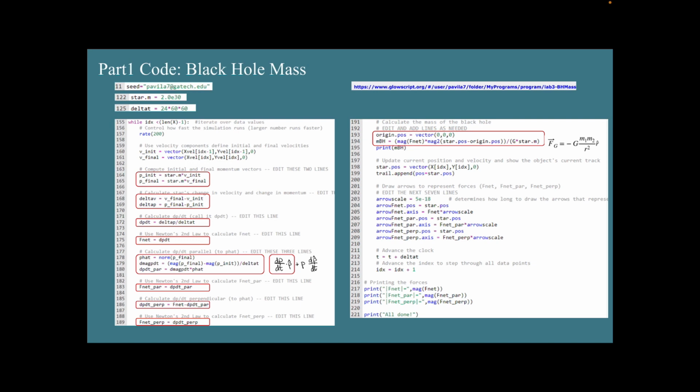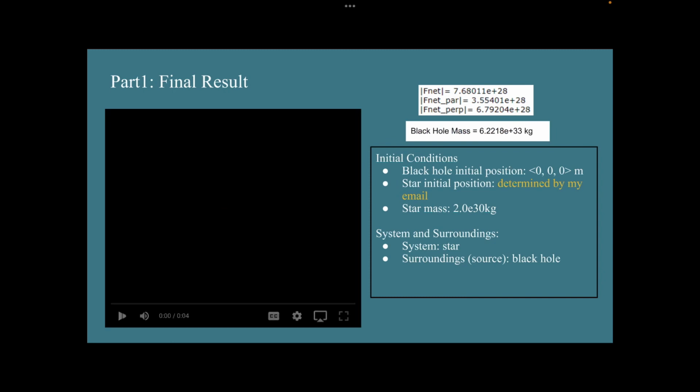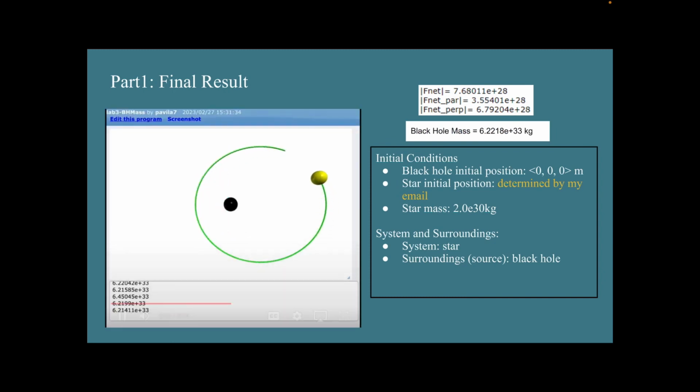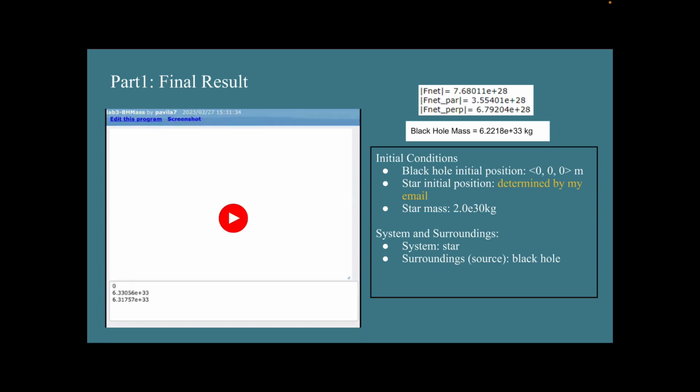After running this code, I found that Fnet was 7.68 times 10 raised to the 28 newtons. The black hole mass, which was calculated by taking the average of all the masses, turned out to be 6.22 times 10 raised to the 33 kilograms. The initial conditions in the experiment were the black hole at position 0,0,0 meters and the star mass was 2 times 10 raised to the 30 kilograms. The system was a star and the surroundings was a black hole.